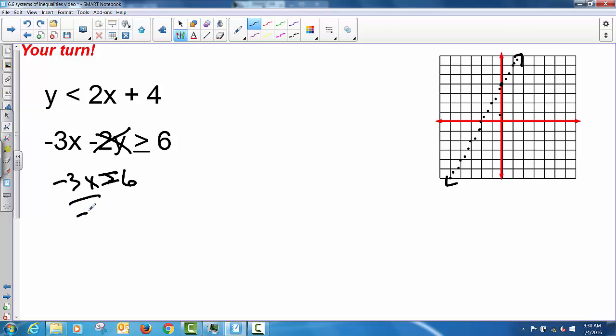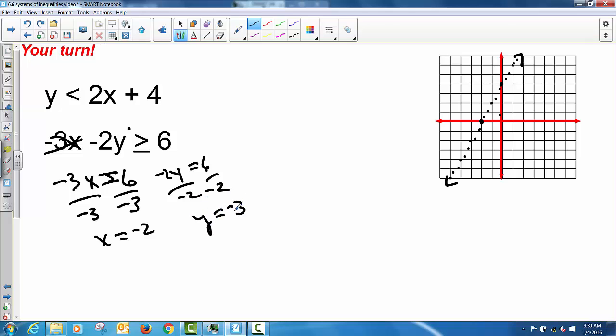Divide by negative 3, divide by negative 3. That gives you x is equal to negative 2. So we come over here to x is negative 2, which is right here. Then we let the x equal 0, and we've got negative 2y is equal to 6. Divide by negative 2, y is equal to negative 3. So now we come over here to negative 3 for y, and we put a dot right here.